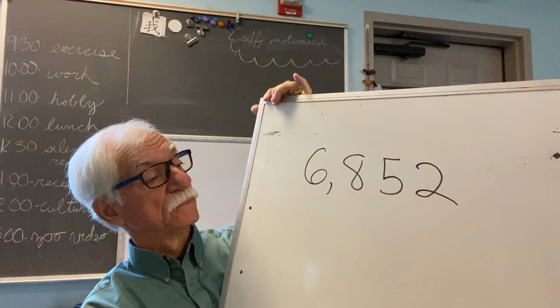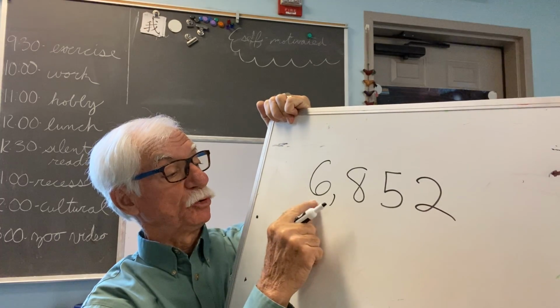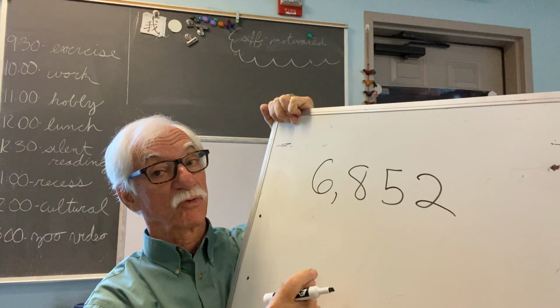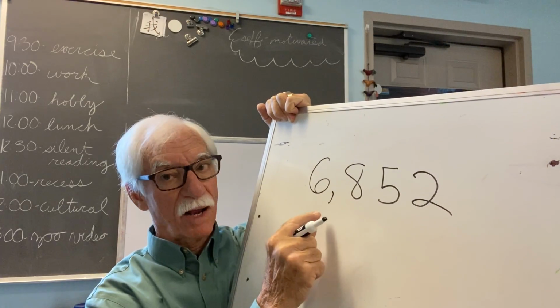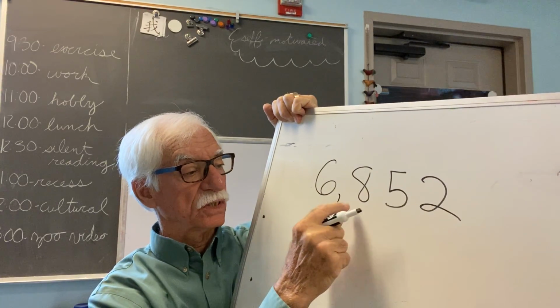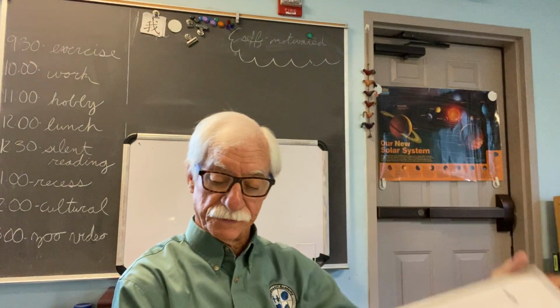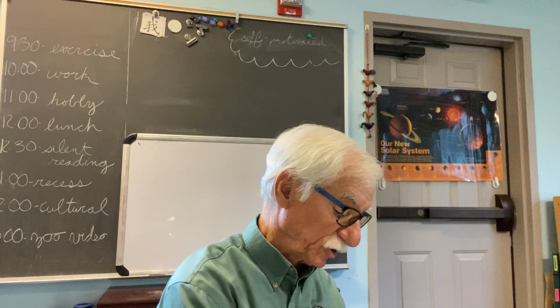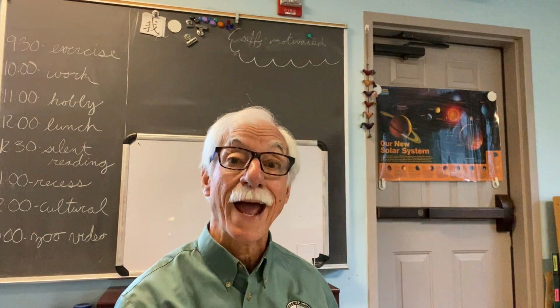Here it is, 6,852. So you'd be thinking to yourself, I've got 6 units in the thousand family. That's why when I read this number, I got to say the thousand family, because there's that mailbox. 6,852. Hope you got it right. Give yourself a check. You got it wrong, write it correctly, and figure out what happened.